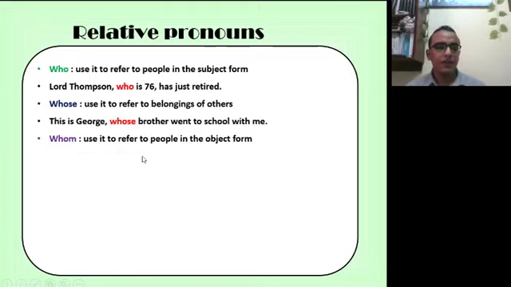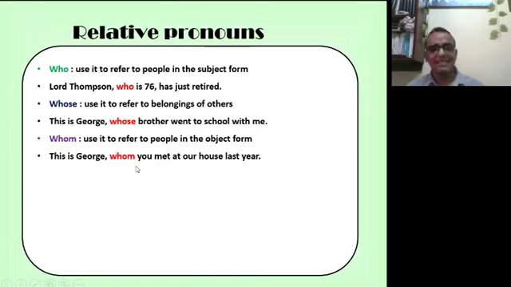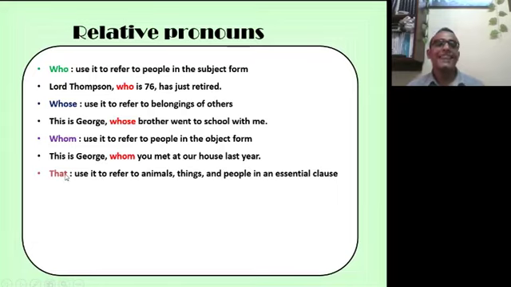Okay, whom, we use whom to refer to people in the object form. Excellent. For example, this is George, whom you met at our house last year. Okay, so here we use like whom to refer to George in the like object form. This is George, whom you met at our house last year. Good.